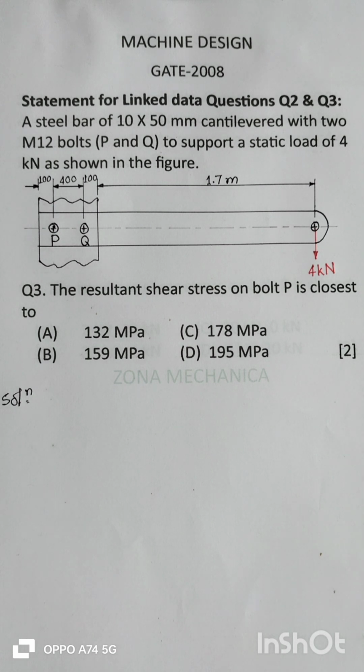There is an MCQ on bolted joint. Actually, there are two questions based on common data, and these two questions are linked answer type of question. That is, the answer of question number 2 will be used in the solution of question number 3. Figure at the margin indicates the weightage of the question, that is 2 marks.